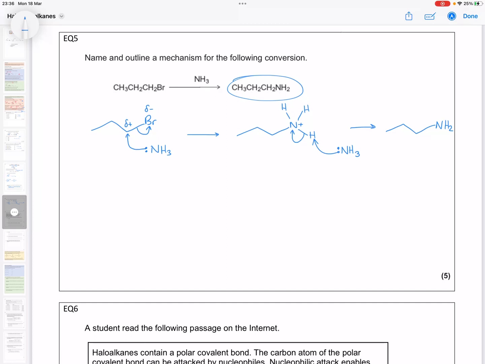We've outlined the mechanism. Let's make sure we've named it as well, because that's in the question. So this is a nucleophilic substitution reaction. We've got to be able to name the mechanisms that have taken place. Nucleophilic, because it involves the nucleophile, NH3, and substitution, because the bromine that was on the original compound has been replaced by the amine group.